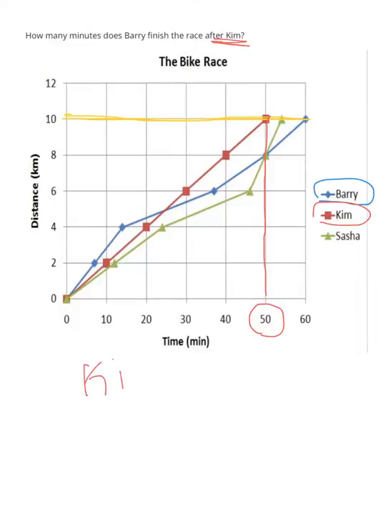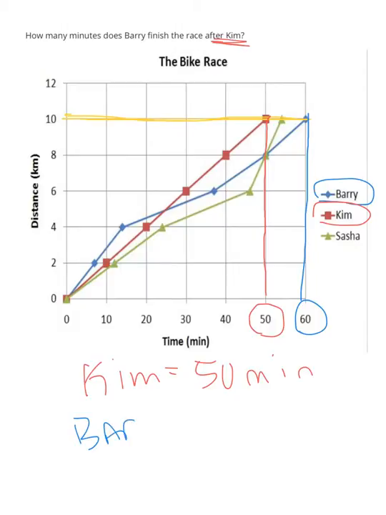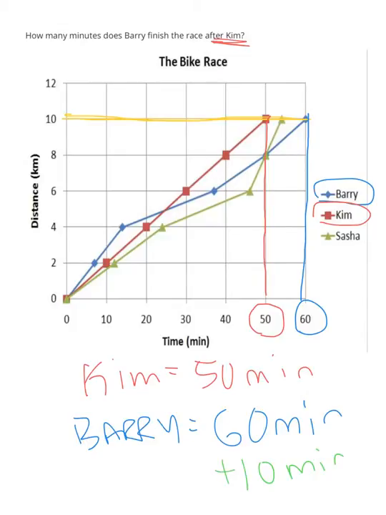So Kim finishes in 50 minutes. Okay, Barry is right here in blue. And if I draw a line down to the time that he finishes the race at, he finishes in 60 minutes. Okay, so how much longer is 60 minutes when you compare it with 50 minutes? That's right, it's 10 more minutes. So Barry finishes 10 minutes after Kim.